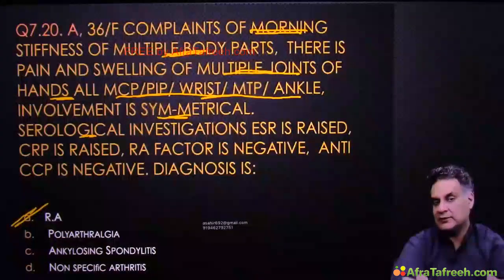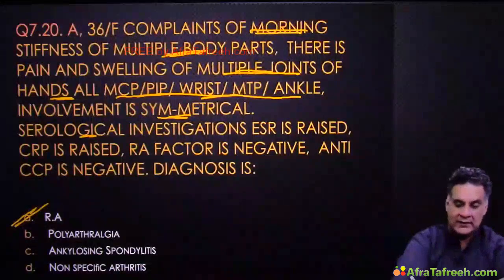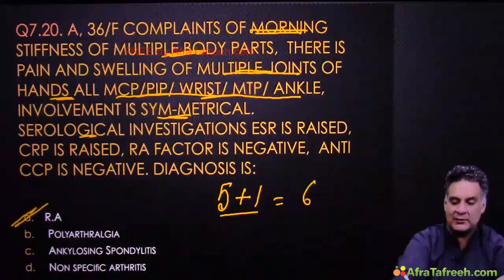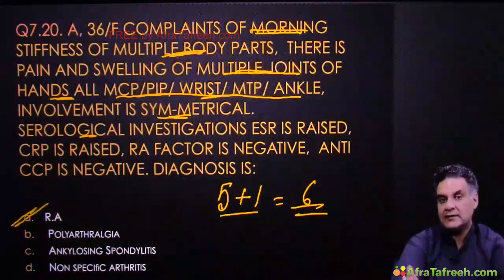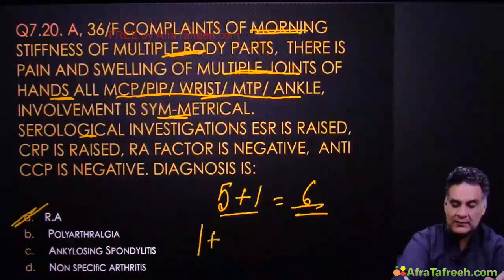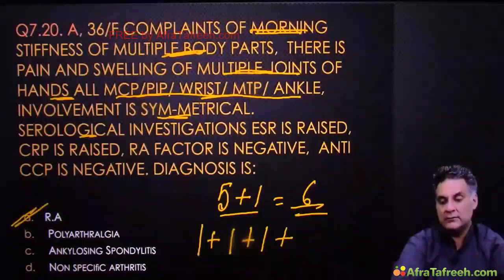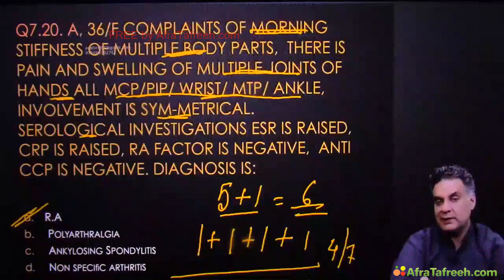When we look at the 2010 and 1987 criteria: in the 2010 criteria, more than 10 joints involved gives 5 points, plus ESR and CRP high gives 6 out of 10, so RA. In the 1987 criteria, there is morning stiffness, plus hand involvement, bilateral involvement, and more than 3 joints involved. 4 out of 7 is met, so this is RA. By both criteria, in spite of RA factor and anti-CCP being negative, the answer is rheumatoid arthritis.